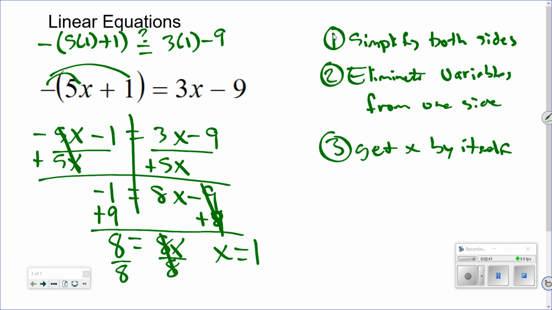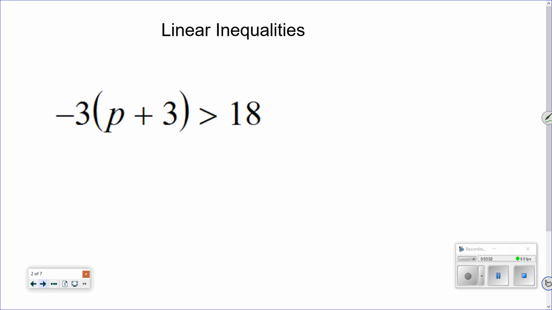5 times 1 is 5, 5 plus 1 is 6, but it's a negative on the outside, so it's negative 6. 3 times 1 is 3, 3 minus 9 is negative 6. Hey, negative 6 equals negative 6, so it worked. We got the right answer. I think most of us feel really confident about solving these. We're really good at them as a class. This is something we're all going to get right. We're pretty solid on these.